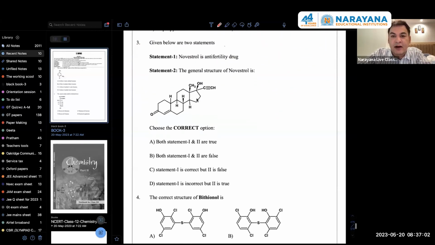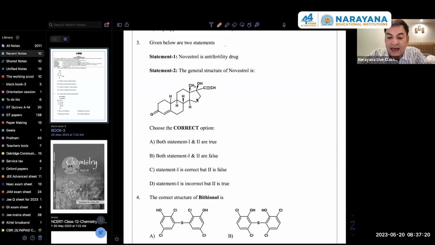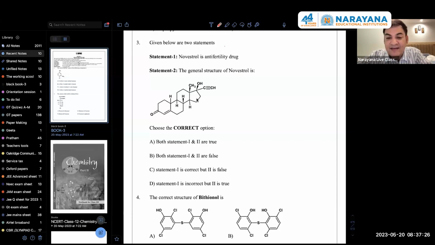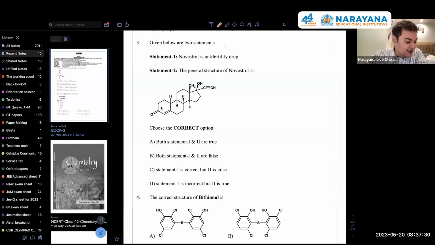Now, given below are 2 statements. Novestrol is an anti-fertility drug. You know that? The general structure of Novestrol is this. So choose the correct option. Which one? C. Statement first is correct, but the second is false. Yes, sir, C. Why is the second wrong? It is benzene rings. Very good.